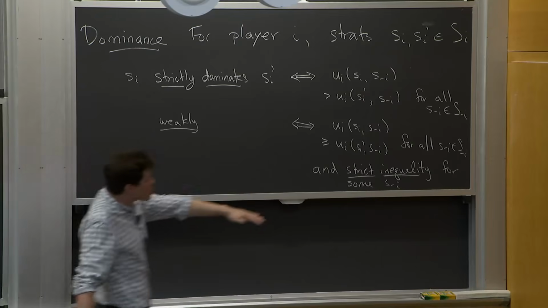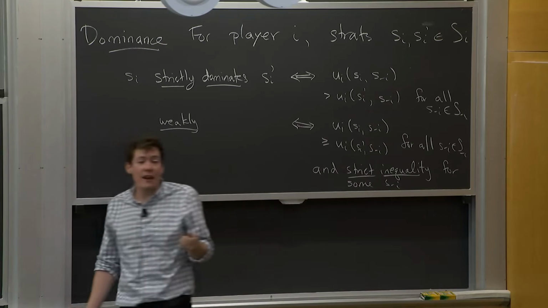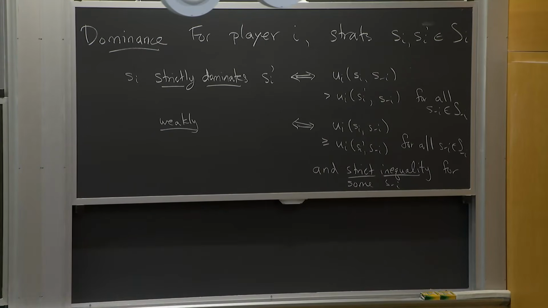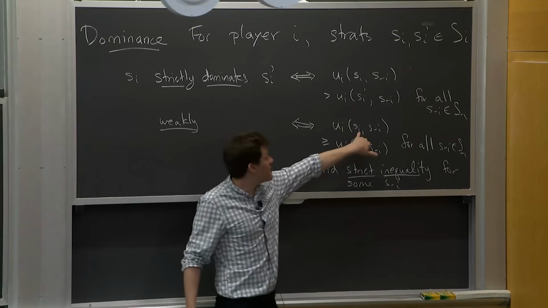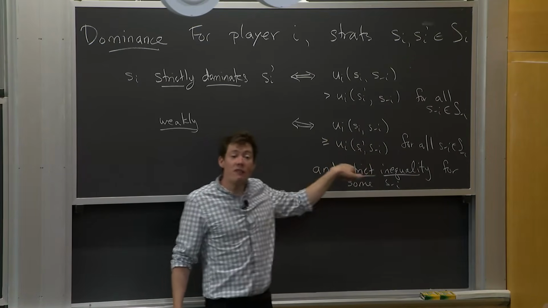And in particular, the strict part of it means that no strategy can weakly dominate itself. Because if we put the same strategy here for SI and SI prime, then we would never get a strict inequality.